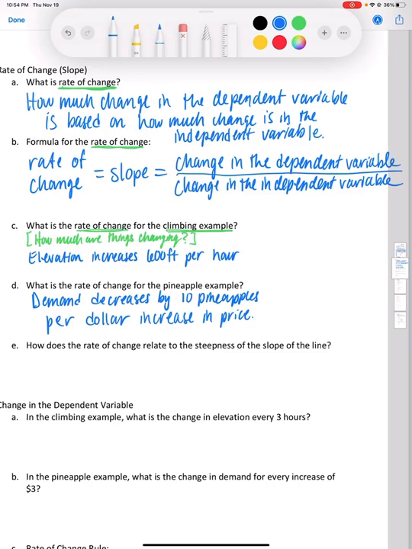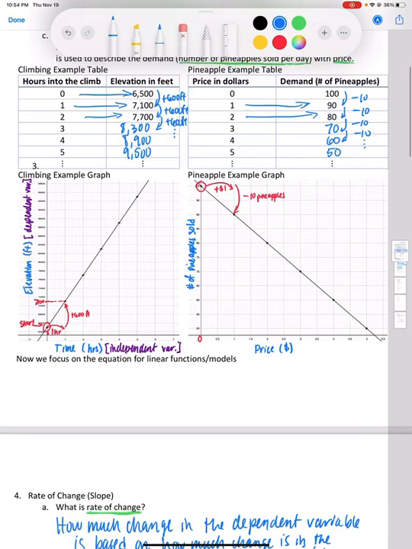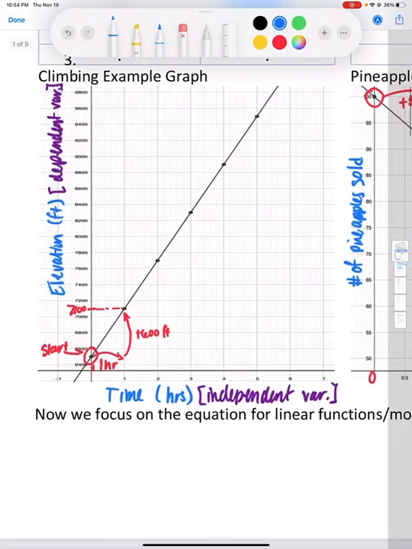Next question, how does the rate of change relate to the steepness or the slope of the line? So let's take a look at the slopes of these lines here. Let's use this example of the climbing. For this climbing example, I'm going to make the line more steep and see what happens. Steeper line, and let's see what happens to our context. We start at the same spot. We start at 6,500 feet.